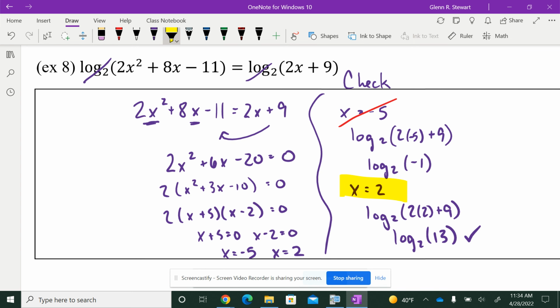Remember, it's not the answer, it's not what x is equal to. You can actually have a negative answer. It's whenever you check it back into the equation, the logarithm itself cannot be negative.